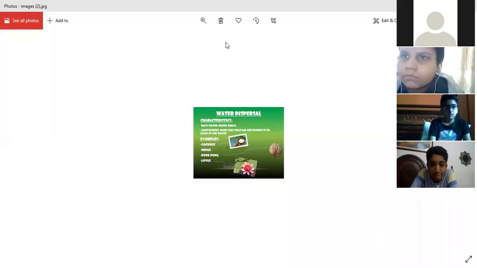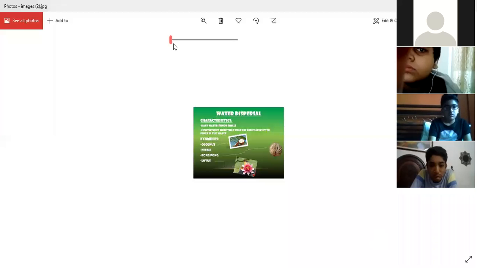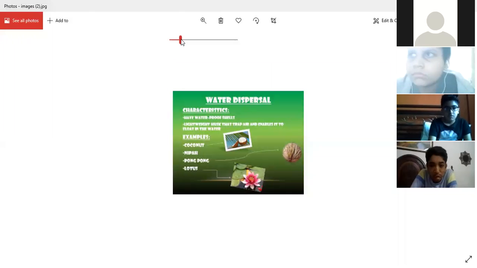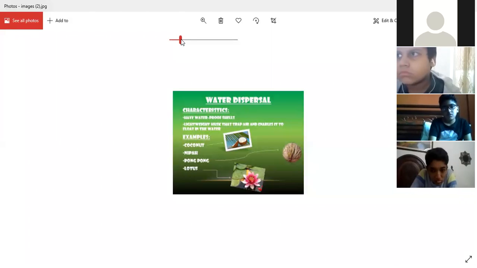Yes, water dispersal. Let me zoom it out for you all. The characteristics of it. All right. Lightning, water trap are related to water dispersal. All right. Examples: coconut, miffin, pong pong, and lotus. Of these four, two of them are fruits and two of them are flowers.